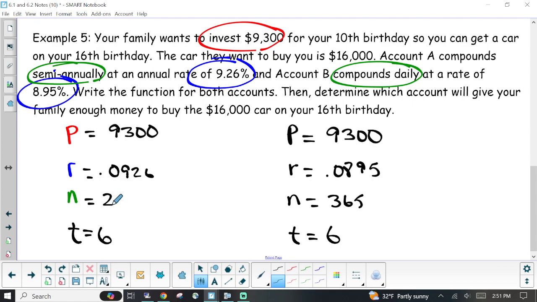So it looks like this for account A and B for labeling. Notice how the principal is the same, guys. If you're comparing two things when you go to the bank, you're going to compare the same amount of money invested for the same amount of time, so you can see which one gets you more dollars. A semi-annual is 2. A semicircle is half of a circle, so if something happens semi-annually, it happens every half year. If something happens every half year, it happens twice a year.